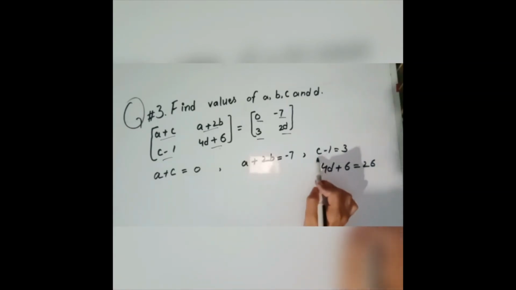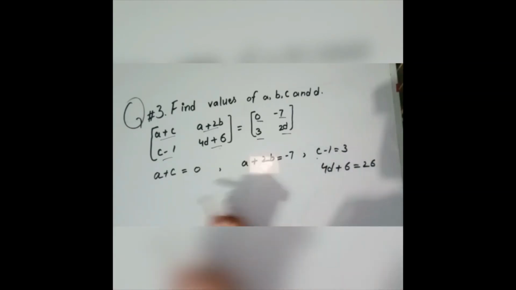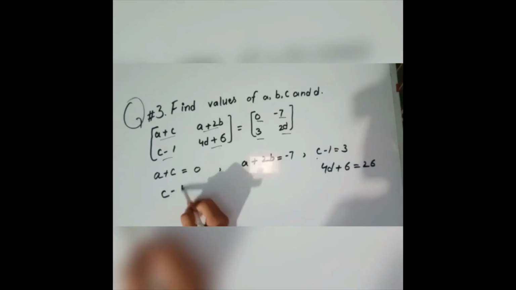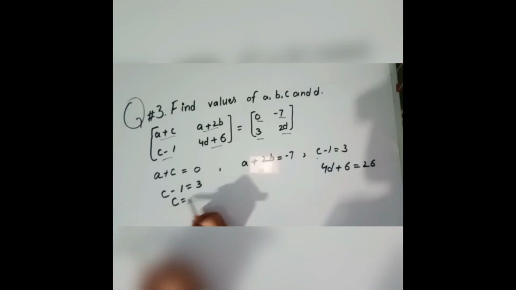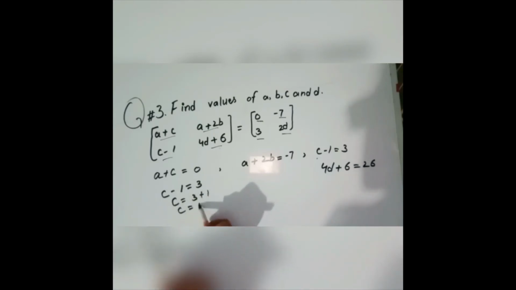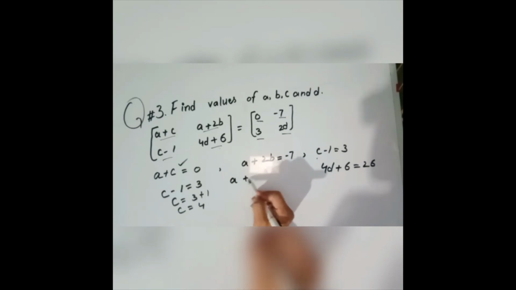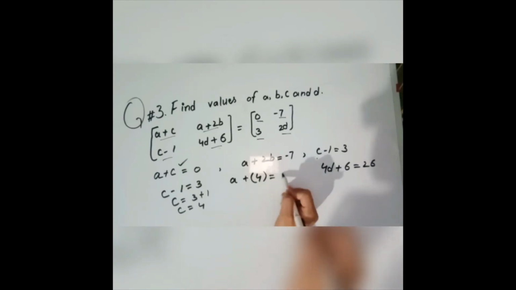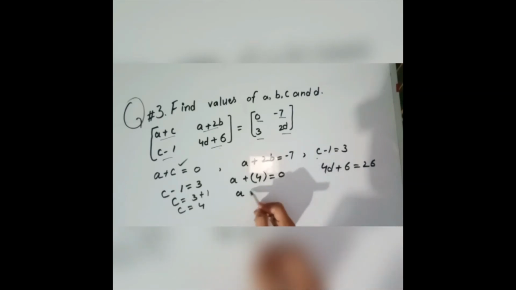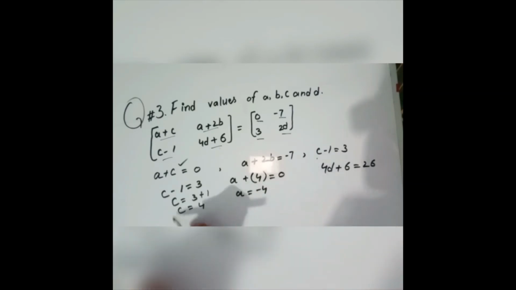First we solve this one because it has one variable. C minus 1 is equal to 3. C is equal to 3 plus 1, and C is equal to 4. Next we have to solve this one. A plus C, the value of C we have is 4. A is equal to -4. We got two values.